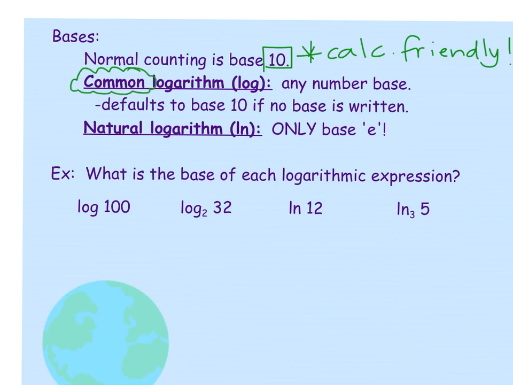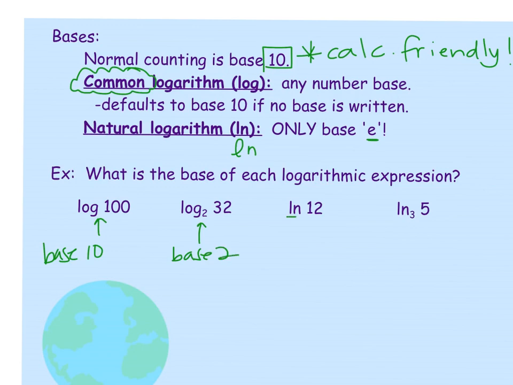And if you have ln, that's a natural logarithm, which is kind of weird because it's not an "in", it's ln. Natural logarithm is the inverse, and anytime you use e as your base. So it says, what is the base of each logarithmic expression, whether it's a common logarithm or a natural logarithm? For log of 100, the base is 10. But for log base 2 of 32, the base is 2.